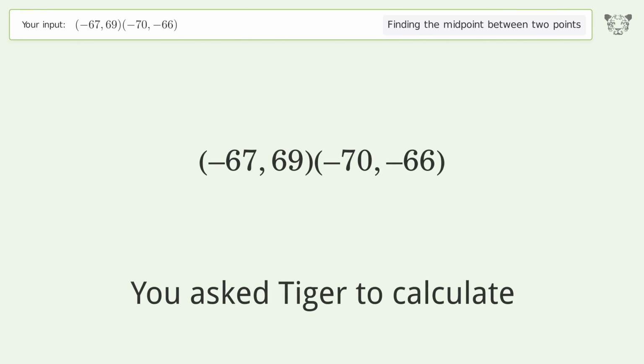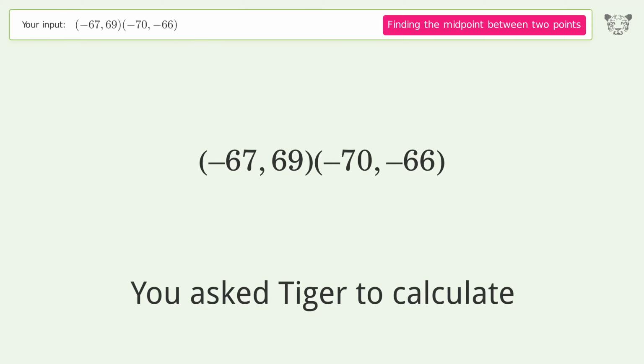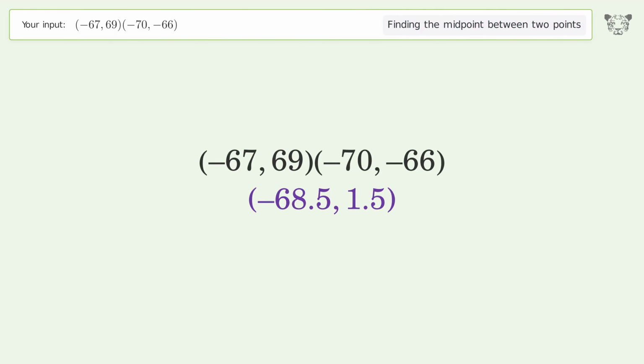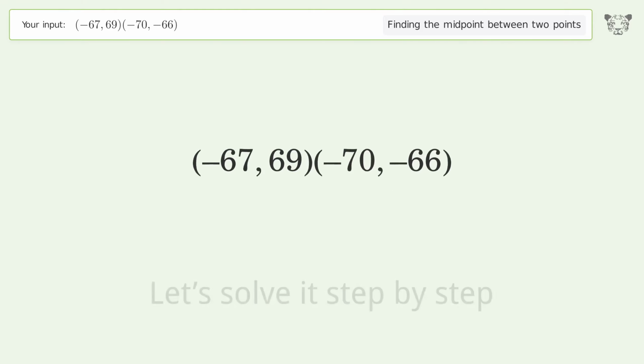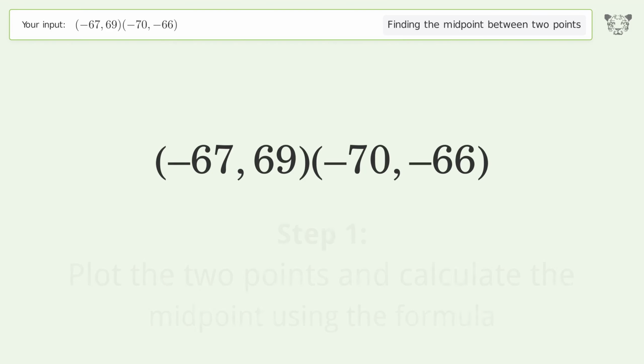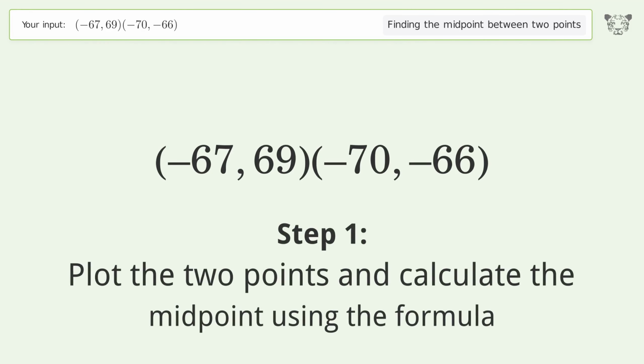You ask Tiger to calculate. This deals with finding the midpoint between 2 points. The midpoint between the 2 points is negative 68.5, 1.5. Let's solve it step by step. Plot the 2 points and calculate the midpoint using the formula.